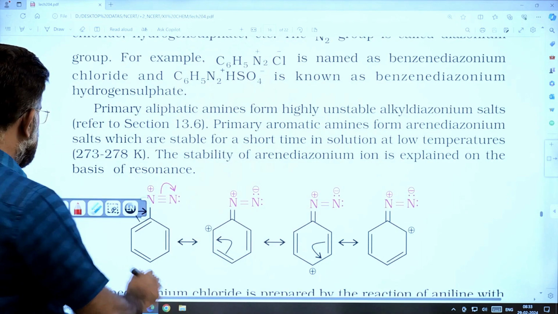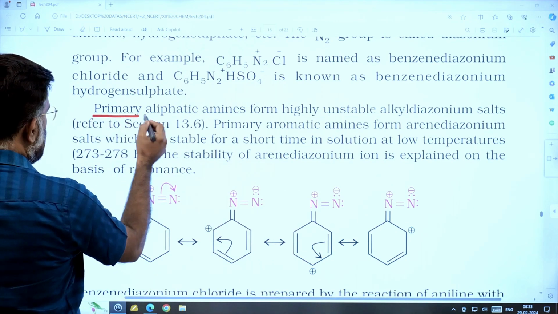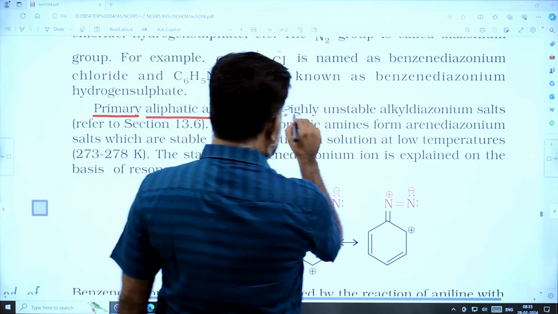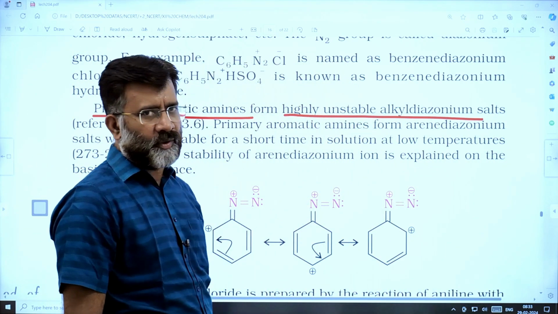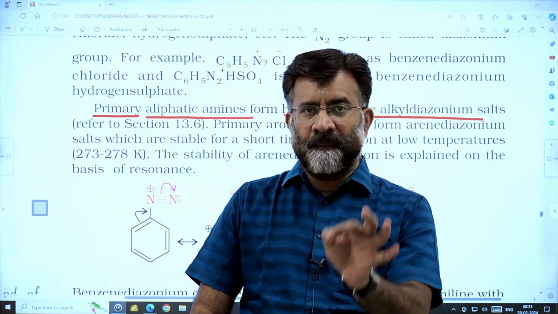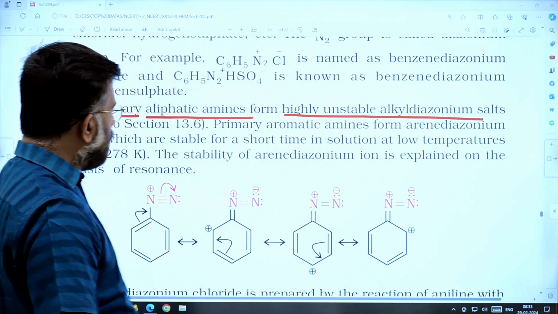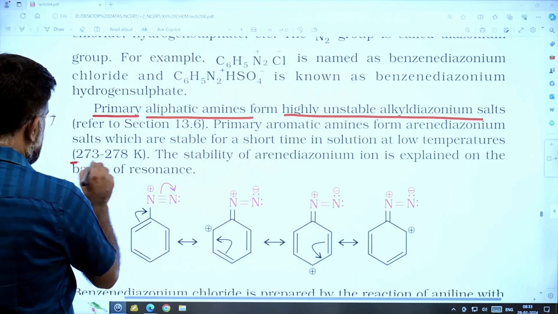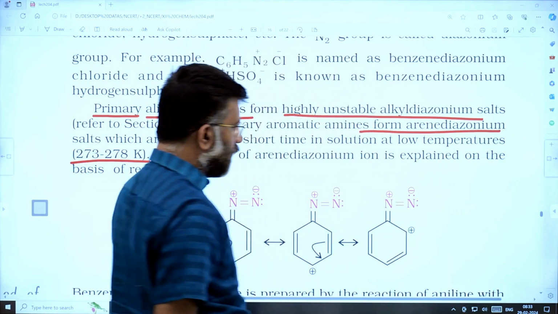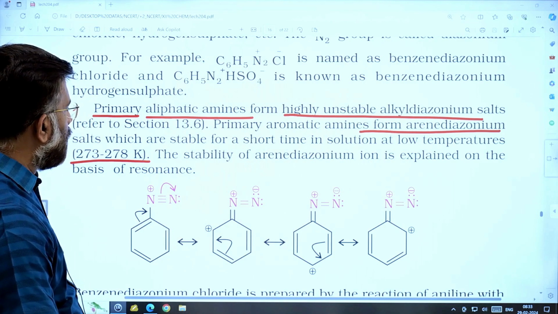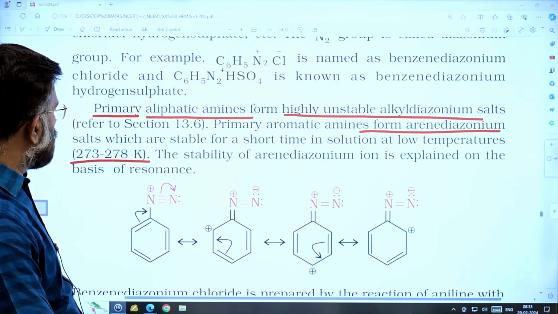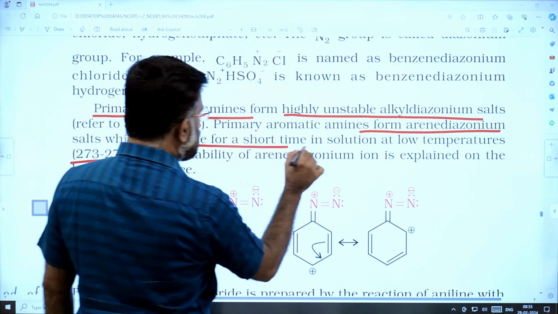All these points already learned. Primary aliphatic amine forms highly unstable alkyl diazonium salts. They are unstable, they are not stable even at a low temperature. While at a low temperature, 0 to 5 degrees Celsius, aromatic diazonium salts are stable. They can be isolated. Primary aromatic amine forms arene diazonium salt, which is stable for a short time.